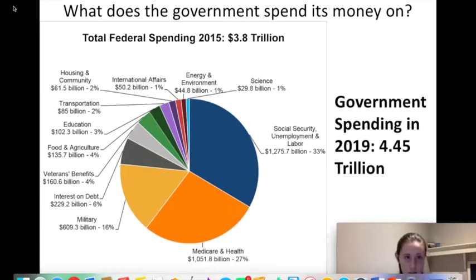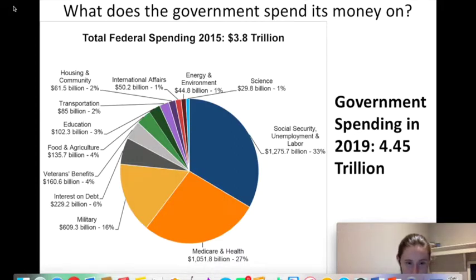So if we actually look here, you can see that there are a lot of things that the federal government is spending money on. That's one reason why the federal government's budget is so high and increases every year, because what they're spending on is increasing. If we look here, though, we can see that most of our federal government's funds are allocated to Social Security and unemployment, with the next thing being Medicare and health care for the needy in the United States, with the third largest category being military.